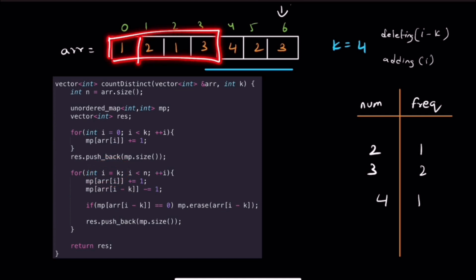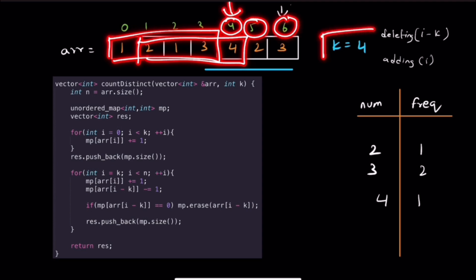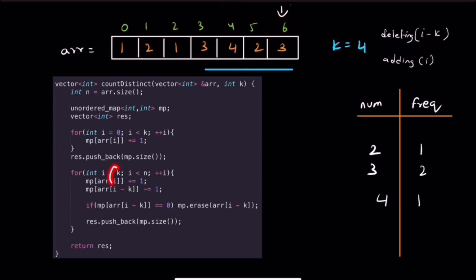When we are sliding our window, we are basically adding the fourth index element, then the fifth index element, then the sixth index element. So the loop is starting from 4, and the value of k is also 4. That's why we are starting our loop from k. And every time, what are we doing inside this loop?